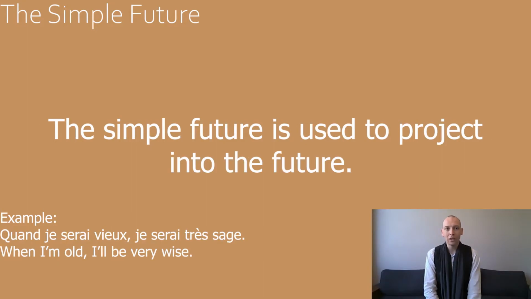There is one use of the simple future that differs considerably to English. It is used when projecting into the future. For example, quand je serai vieux, je serai très sage. When I'm old, I'll be very wise. You'll notice that we use the present tense to form the projection in English, and then we use the future after we've created the scenario. French uses the futur simple for both.